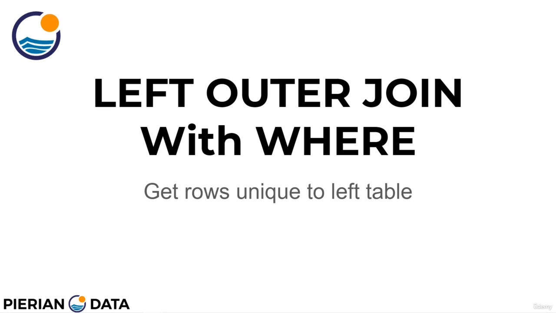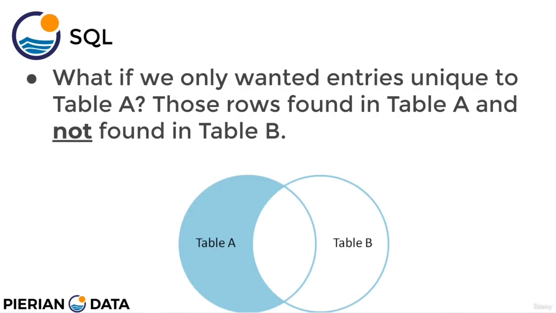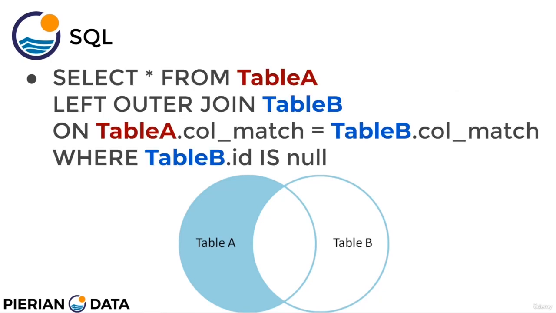Now we can further qualify this with a where statement to get rows unique only to the left table. So for instance, what if we only wanted entries unique to table A? Those are rows found in table A and not found in table B. So we're essentially just grabbing rows unique to table A, not found in this other table. So the way we do that is by saying the following.